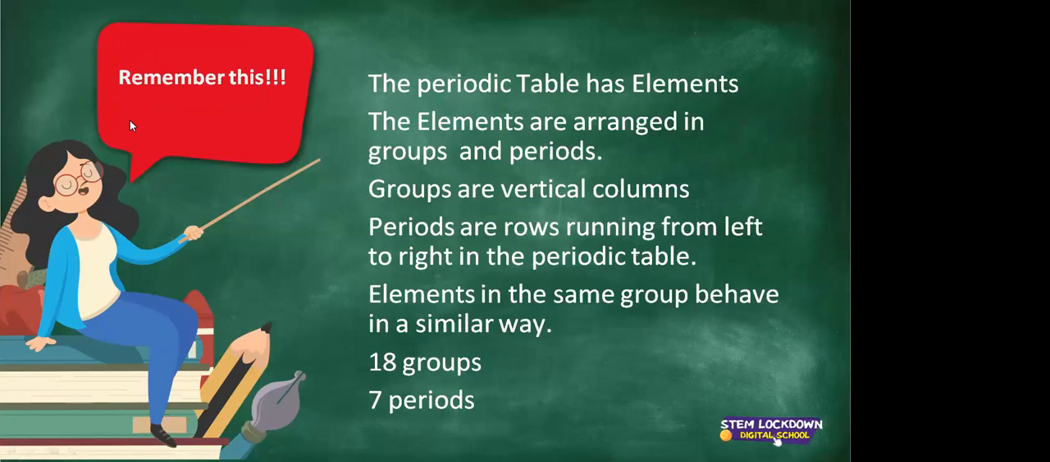The periodic table has elements. The elements are arranged in groups and periods. Groups are vertical and periods run in rows, left to right. Elements in the same group behave in a similar way. We've got 18 groups and 7 periods. Grade 9, please use this information. It will help you next year in grade 10 if you are going to take the physics stream.